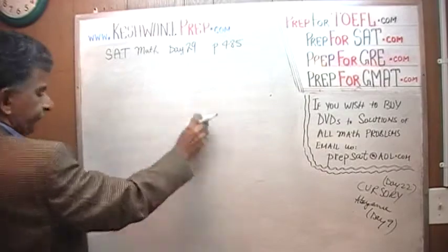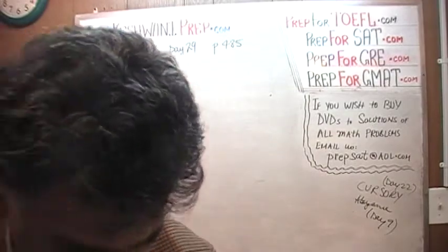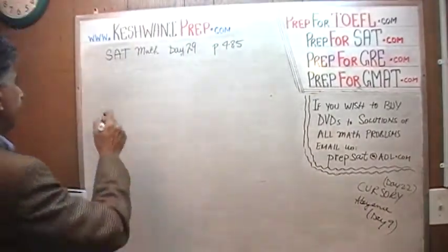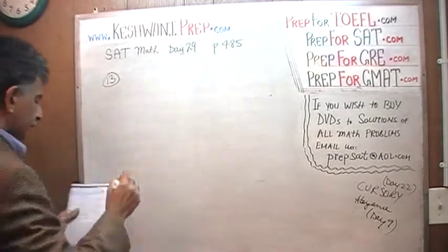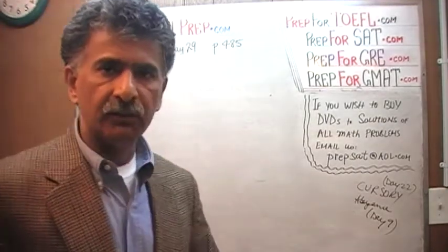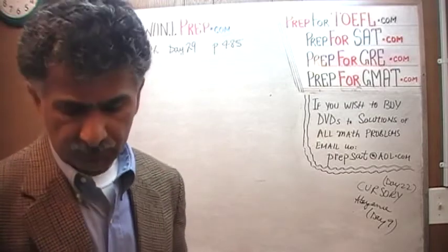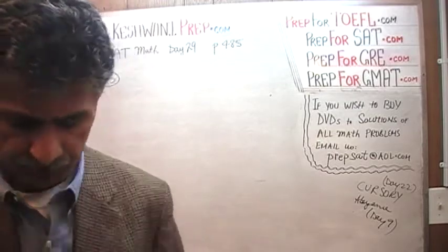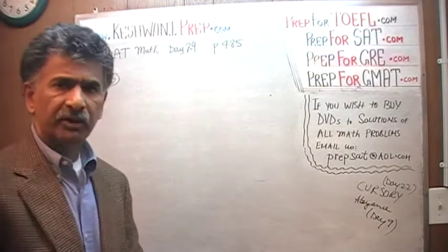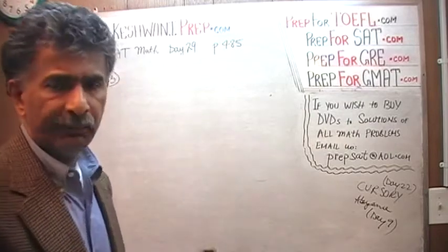Number 13. Number 13 is a level 4 question. It's not an easy question. It's a level 4 question. It's an algebra question. And whenever I come across a hard algebra question on the SAT, I always make a point of doing it without the algebra.